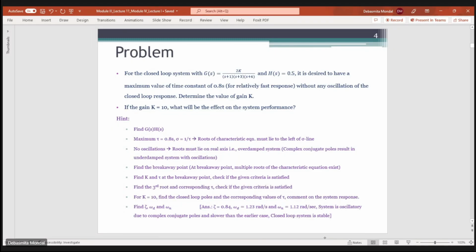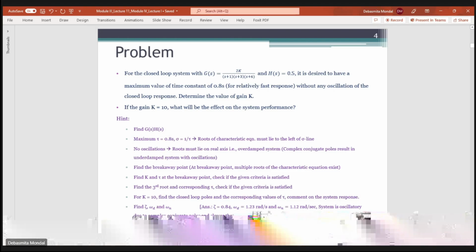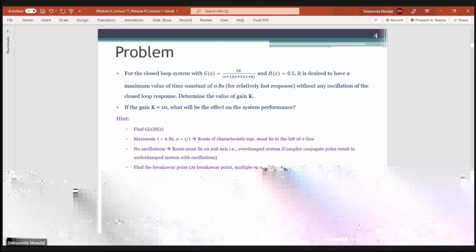Okay, so here is one problem where the open loop forward transfer function is given, and the feedback function is also given. So you can find out the value of the open loop G(s) H(s), and it is given that it is desired to have a maximum time constant of 0.8 second without any oscillations in the closed loop response. Okay, so that means the value of tau is specified: tau is given as 0.8 second.